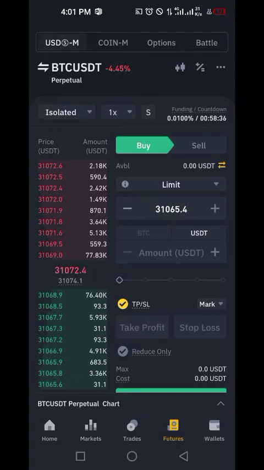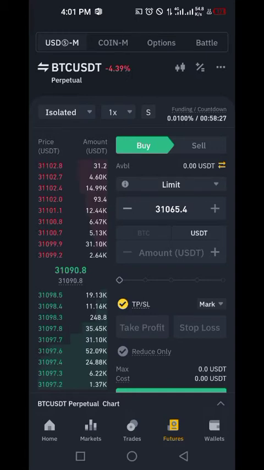If you are not yet emotionally balanced, don't venture into trading futures. Just stick to spot trading, or be a hodler, someone who will buy and hold for long.